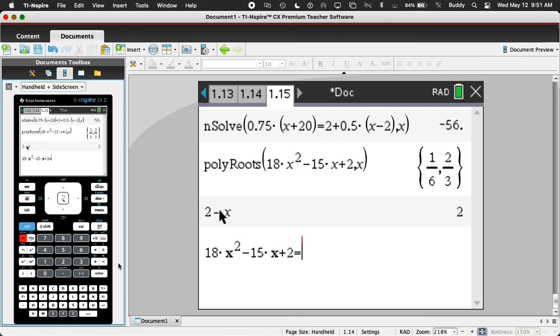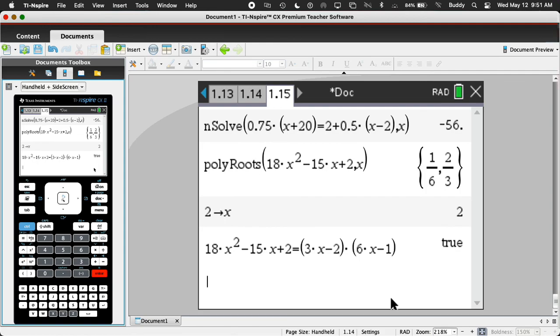And I'm going to say, hey calculator, is that going to be the same thing as 3x minus 2 multiplied by 6x minus 1? And yes, it is. So we definitely got that one correct.